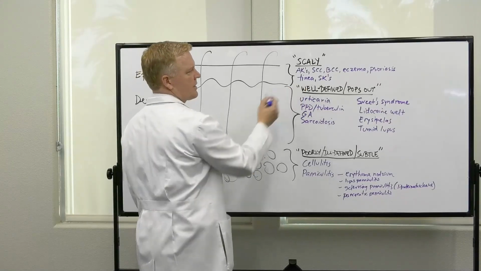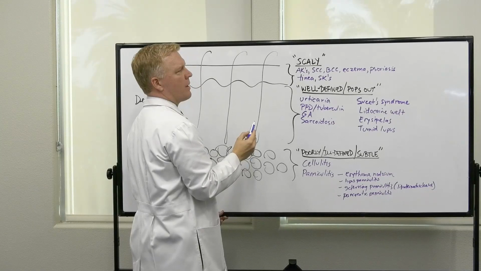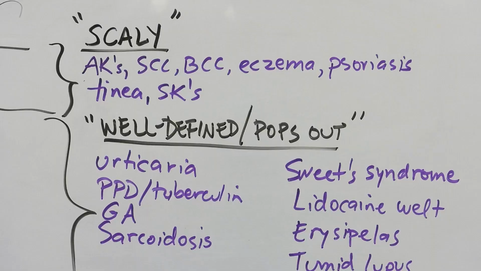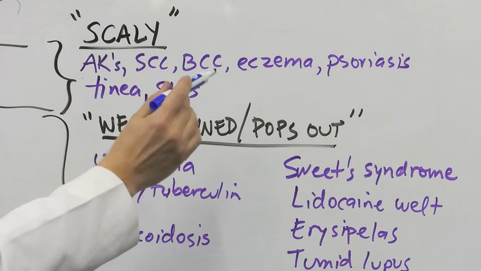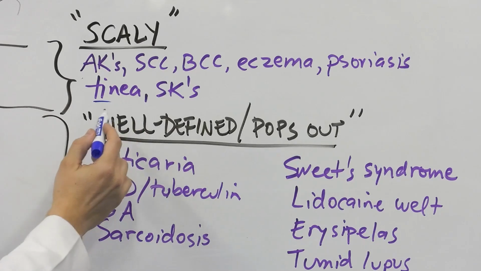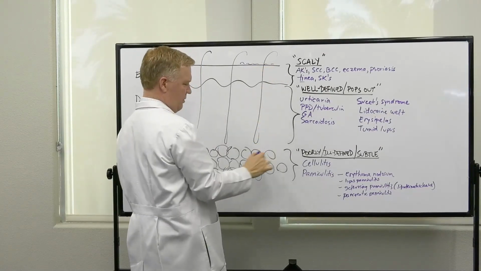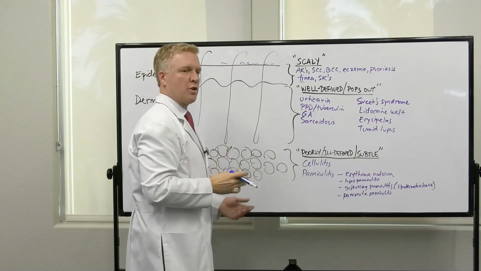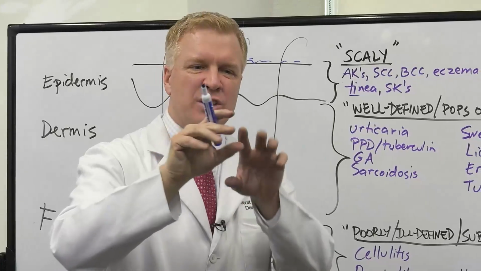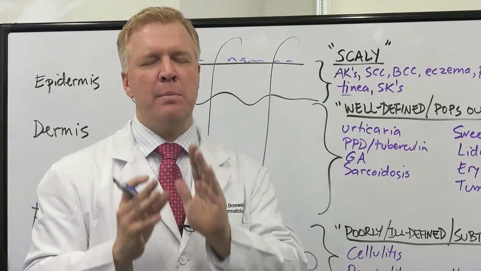If you look at the examples I've written here, actinic keratoses, squamous cell carcinoma, basal cell carcinoma that kind of gets necrotic and scabby, or even a superficial basal cell carcinoma, which can be scaly, eczema, psoriasis, tinea or a fungus infection, that fungus is right up here. It's not down crazy in here. It's right up here, top of the epidermis. So when you're looking at a rash and you see that it's dry and scaly, you can say, aha, this is going to be an epidermal disease.